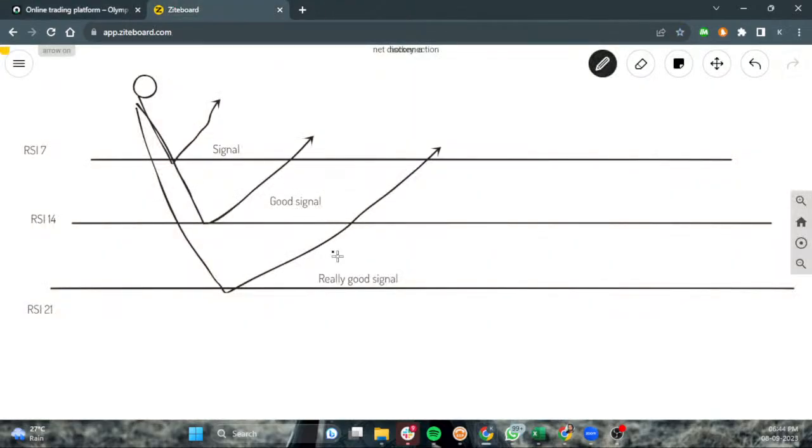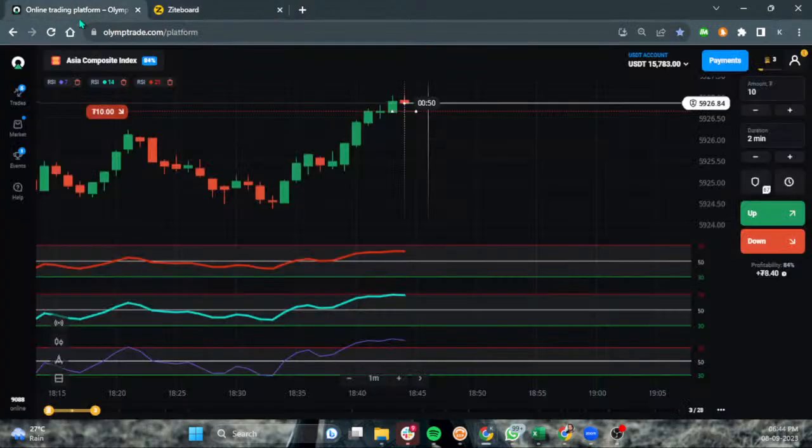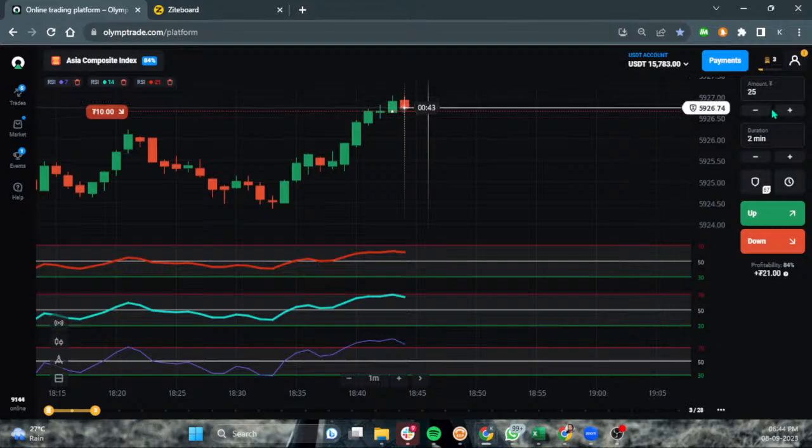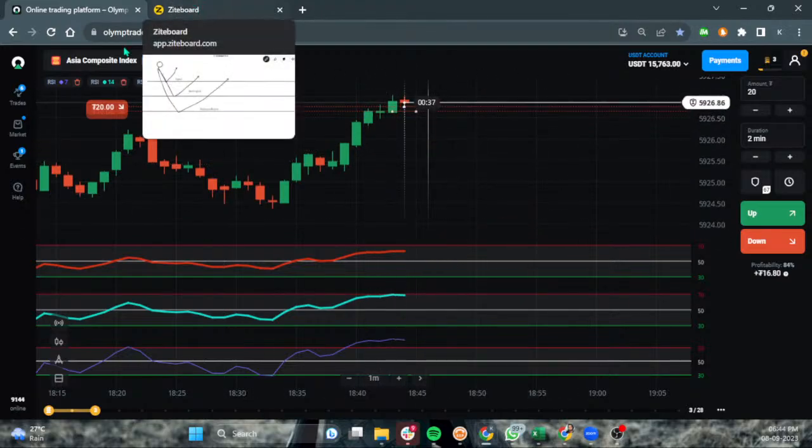Okay, this was a good signal. This was really a good signal. This was just a signal, and I took a trade on a signal. That's why at the moment I am not having profitability. But if I would have just waited for a crossing over here, we could maintain profitability. Let's see how this one goes.